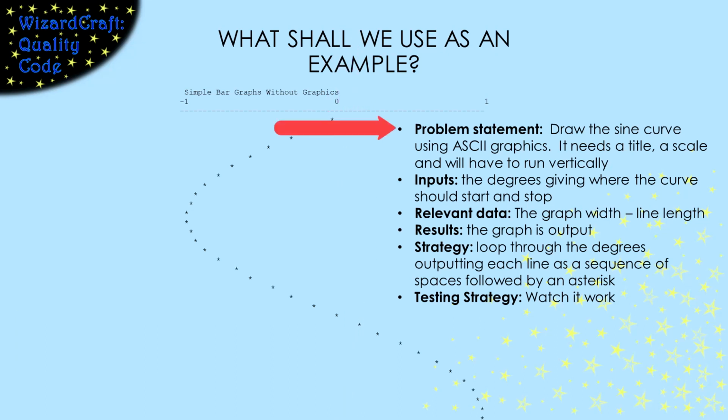Here's our problem statement. Our inputs are where we want the graph to start and stop, the range of degrees that we should build the graph for. Our relevant data is the width that we want the graph to have. Our output is the graph, and here's my strategy. I'm going to build a loop that walks through a range of numbers that we've been given and outputs a line for each one.